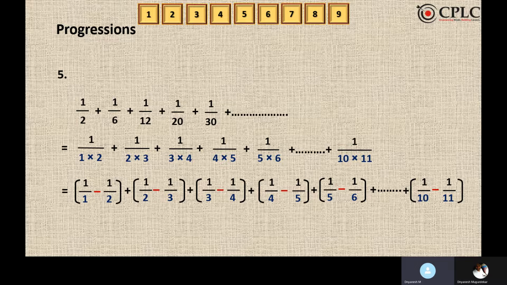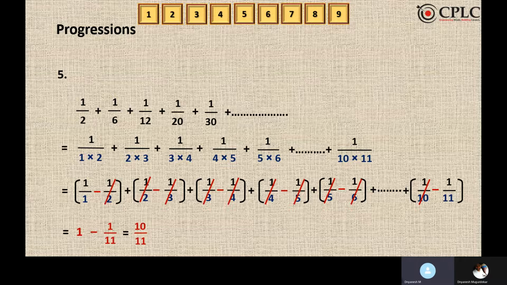So you keep adding all these terms till the end, and when you open the brackets, what you end up realizing is that the alternate plus minuses will cancel out each other. So plus 1 by 2 minus 1 by 2 plus 1 by 3 minus 1 by 3 plus 1 by 4 minus 1 by 4, and so on. So what you will be left with is only the first and the last term. So first term is 1, last term is 1 by 11. 1 minus 1 by 11, you will get 10 by 11. Option 2. You'll have to be really, really good with the numbers basically.